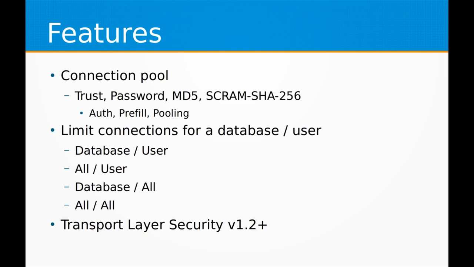Now that we have gone through the architecture of pgagroal, we can write a user visible feature set. pgagroal is of course a connection pool with trust, password, MD5, and SCRAM-SHA security functionality. It supports authentication, pre-fill, and pooling of connections. It can limit connections based on either database plus user, user only, database only, or by the general pool. TLS is supported between clients and pgagroal.